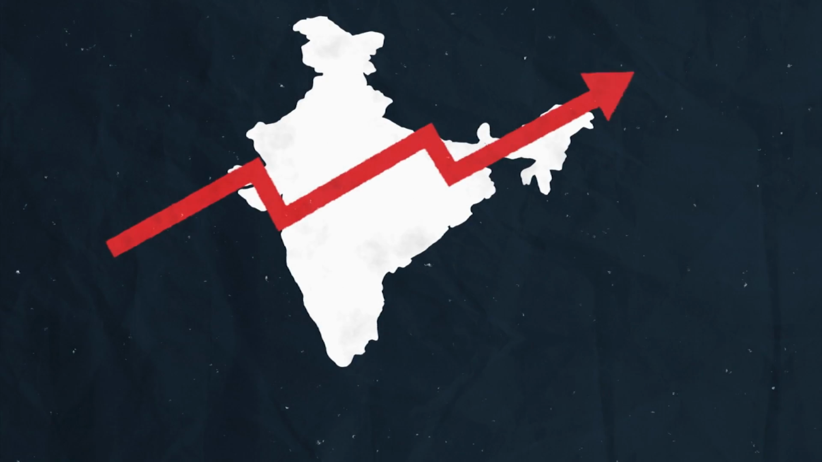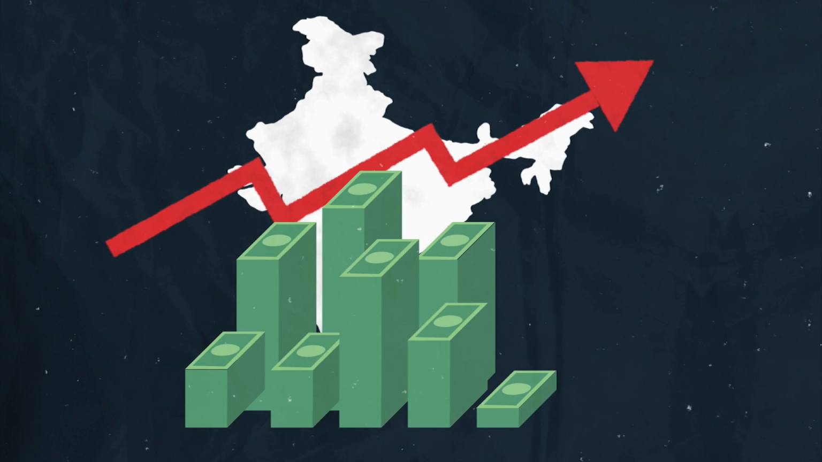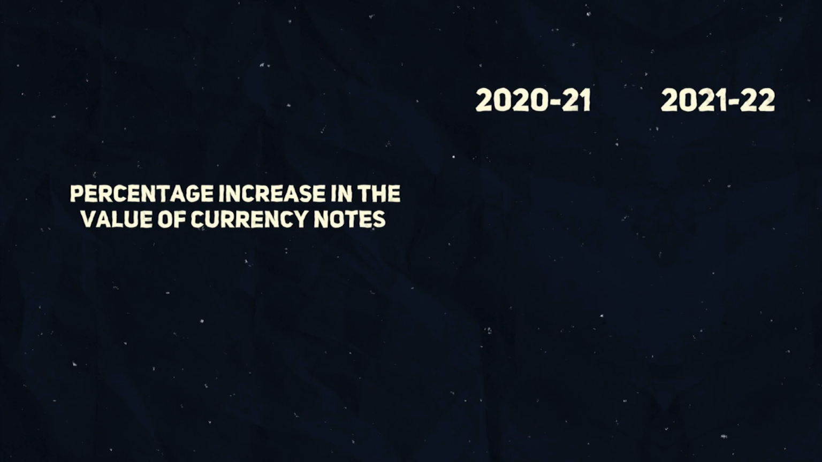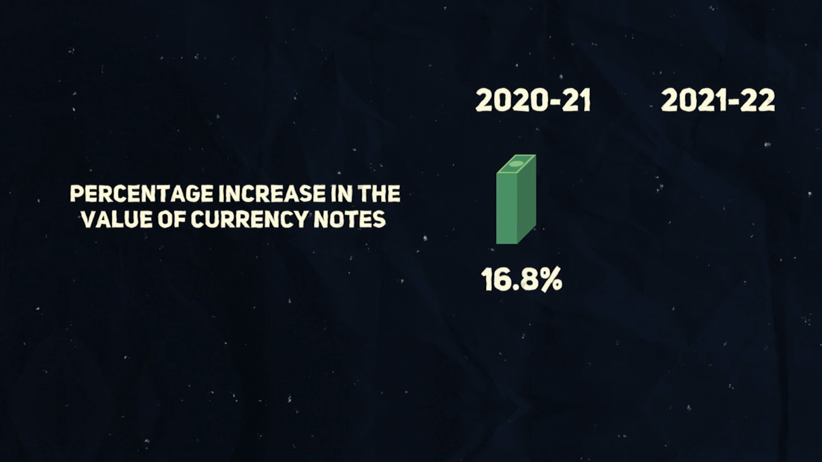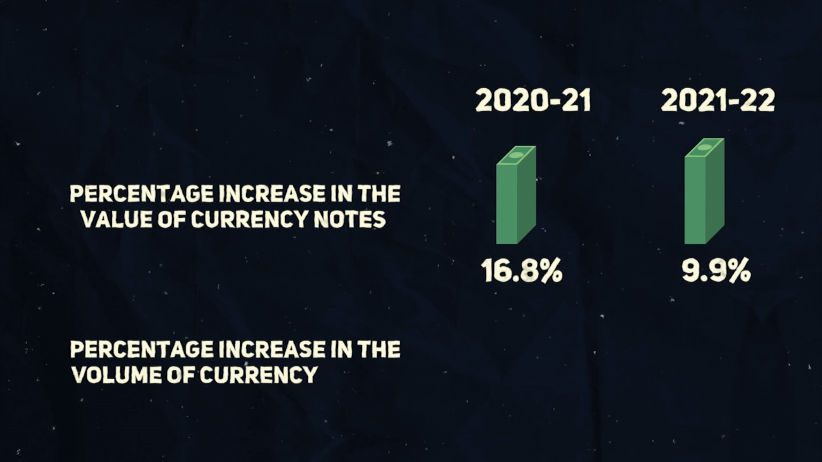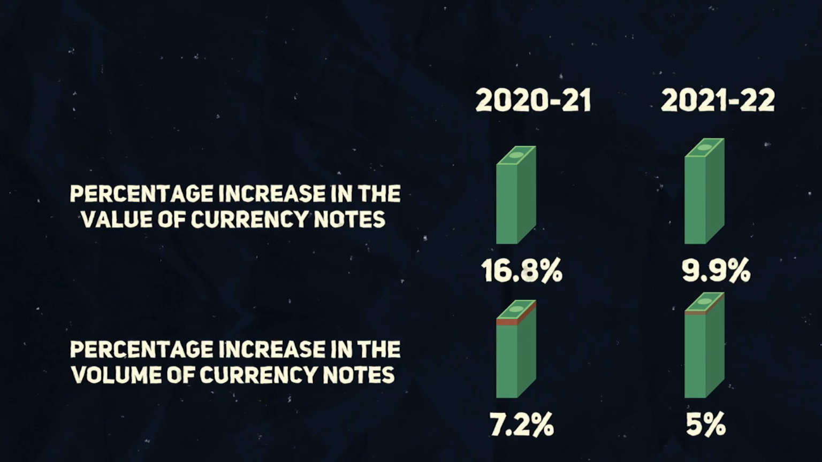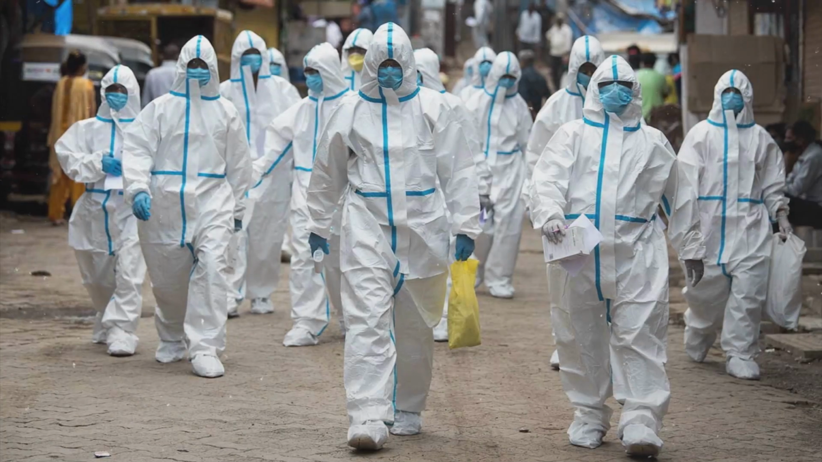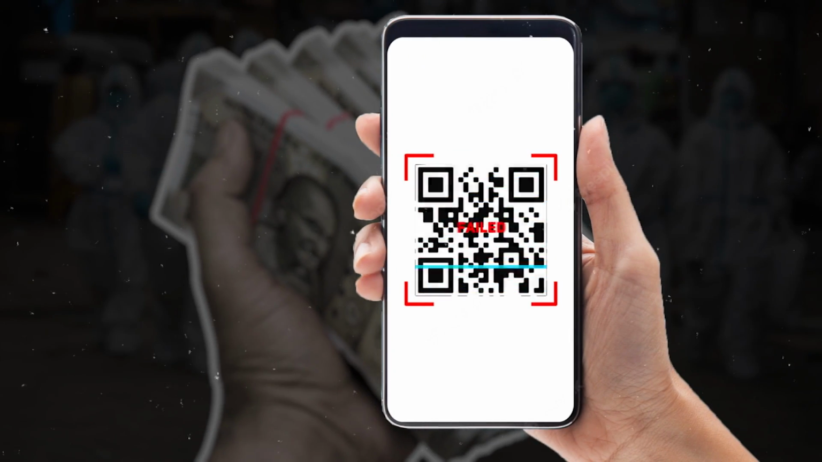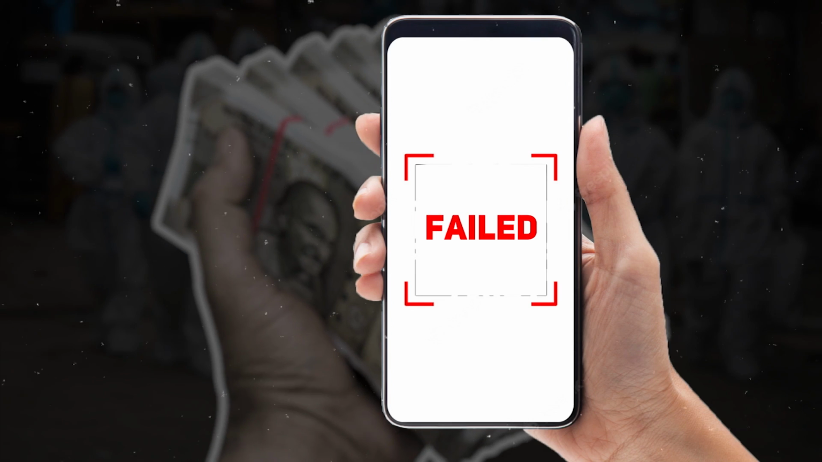Secondly, despite the introduction of UPI and digitization of the payment space, India is the only country where the cash in the economy has shot up. The percentage increase in the value of currency notes during 2021 and 21-22 was 16.8% and 9.9% respectively, whereas the percentage increase in the volume of currency notes during the same period was 7.2% and 5%. This clearly shows that post-pandemic, the demand for cash is still on the rise, and digitization has failed to fulfill its objective to tame the physical currency beast.